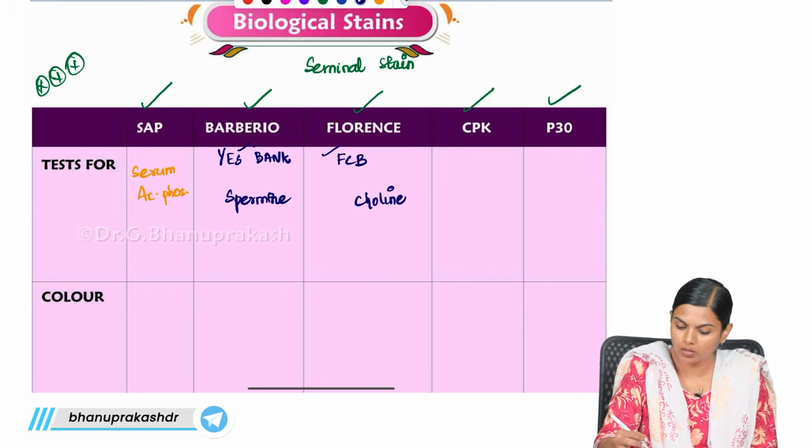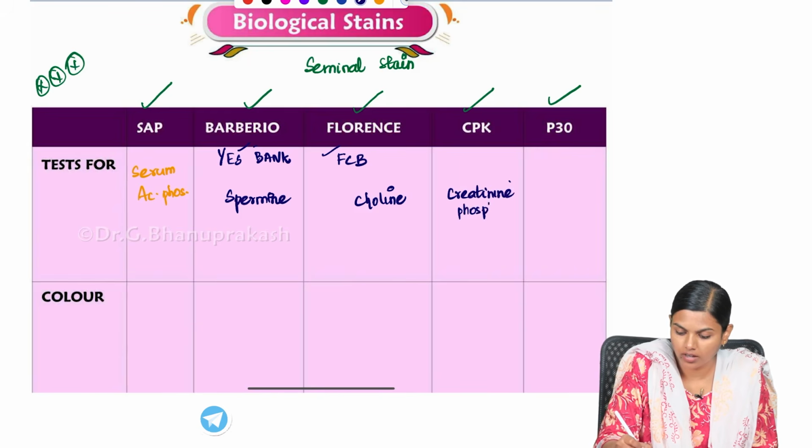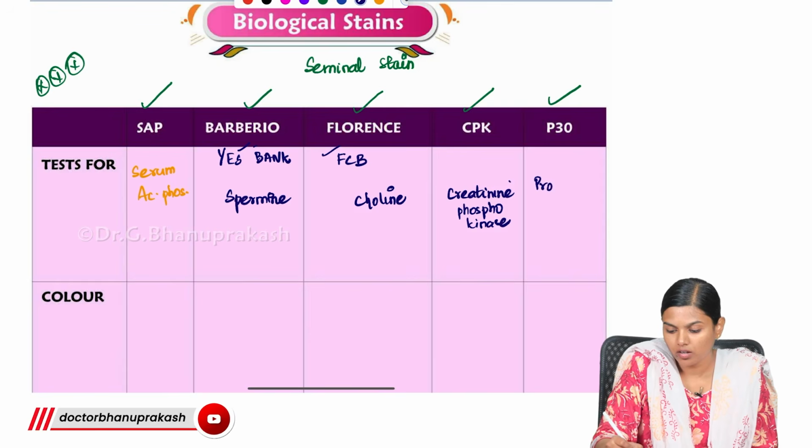In CPK, you will look for creatinine phosphokinase. This is what you test for. And in P30, you will look for prostate specific antigen. This is what you will be testing for.